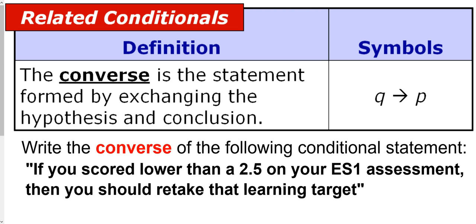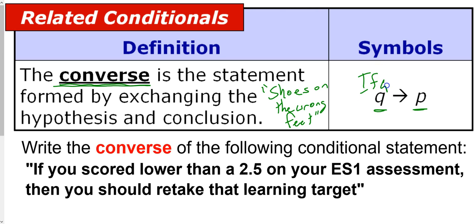The converse. I always relate these to shoes because Converse is a popular type of shoe. A converse is formed by changing the hypothesis and conclusion. I always call these shoes on the wrong foot. So in other words, we're simply taking off our shoes and putting them on different feet. So we're switching where our P and our Q go. So this is saying if Q, then P.